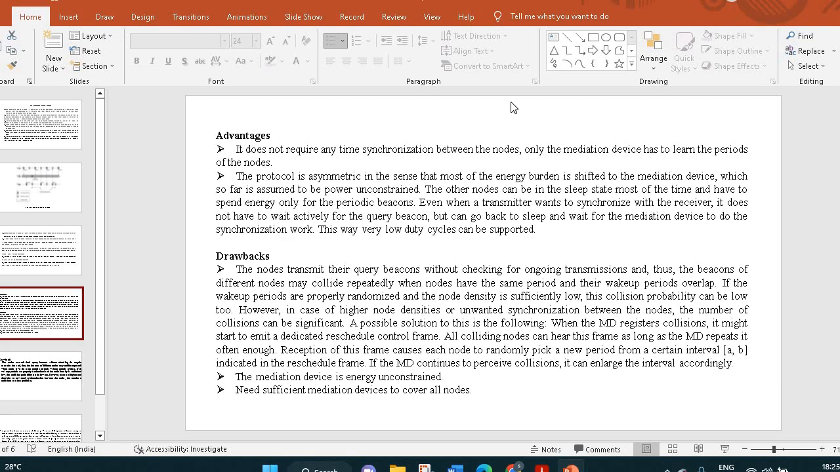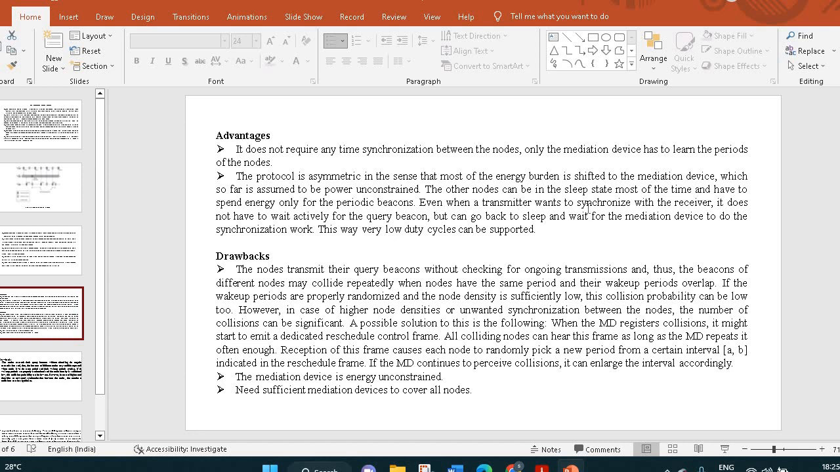Advantages: it does not require any time synchronization between the nodes. Only the mediation device has to learn the periods of the nodes. The protocol is asymmetric in the sense that most of the energy burden is shifted to the mediation device, which is so far assumed to be power unconstrained.